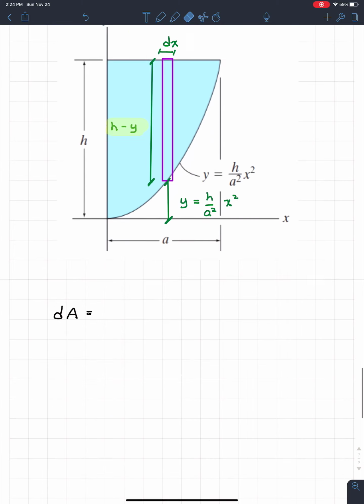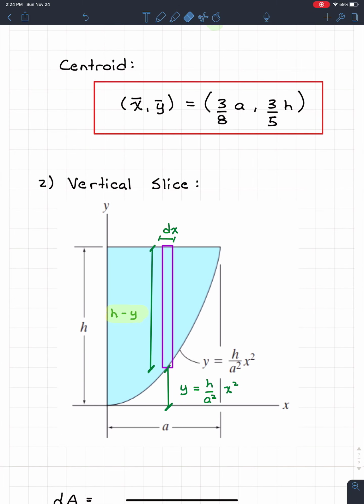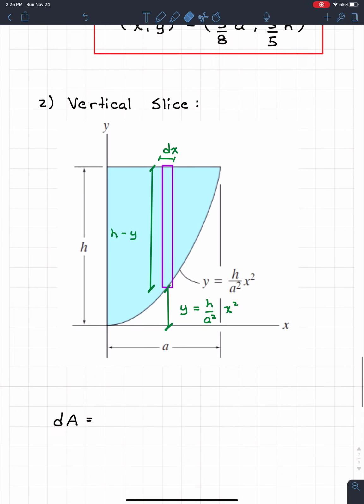But now, once you introduce this h minus y, all sorts of problems are going to happen, because you're going to have to integrate two things. So it doesn't create a lot of problems, but it gets a little messier. So this is what's going to be a problem.